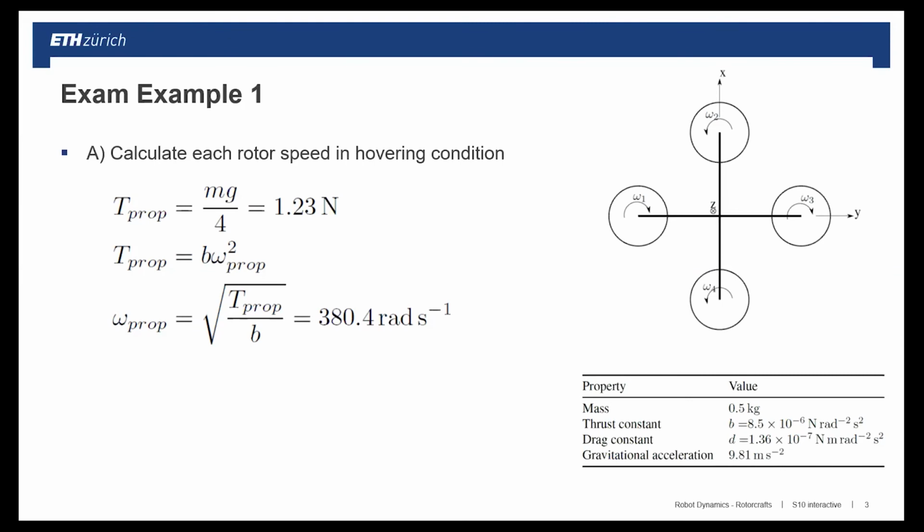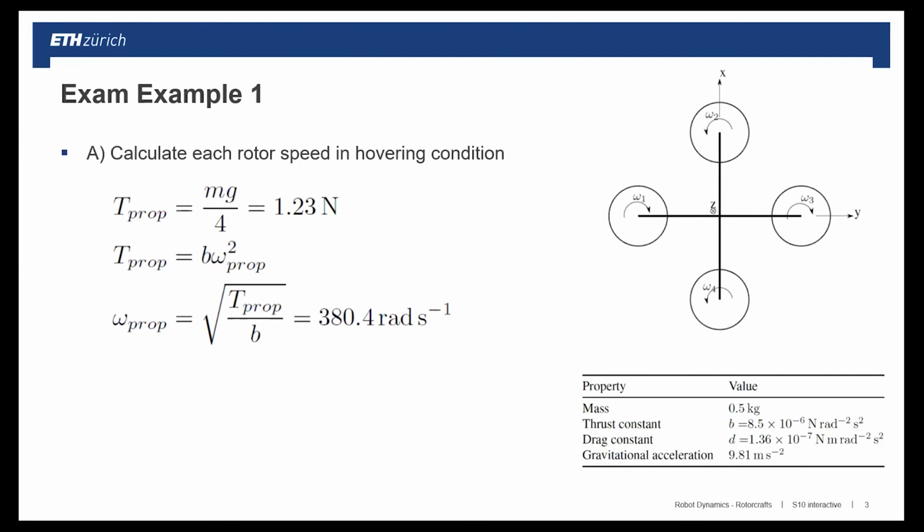In order to hover and stay in place, you have to generate the force which compensates the weight of the whole quadrotor. So you have the mass multiplied by gravity, divided by 4. The reason why we divide by 4 is because we have 4 propellers, and we assume that all are equal. This is the thrust force you have to generate in order to hover.